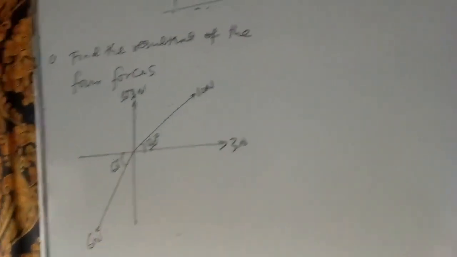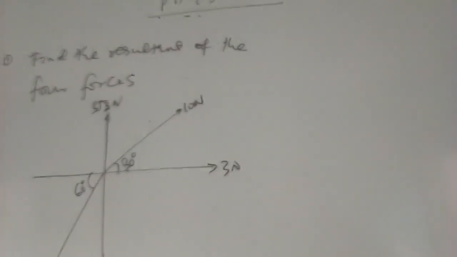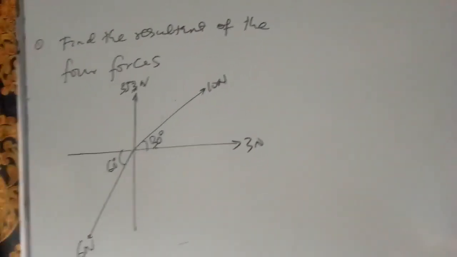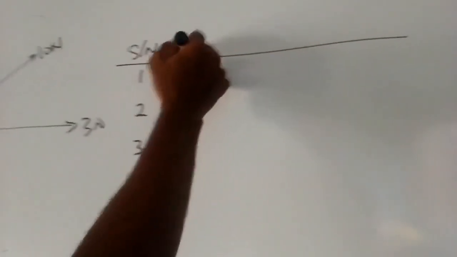So how do we solve this problem? Go over to the other part of the board. To solve this problem, if you have viewed our tutorial video on resultant, you understand how it's been done, but I'll still go through it once more. To solve this problem, we need to draw a table. Serial number: there are four forces, 1, 2, 3, and 4. Then the forces given to us, they are all in Newton.